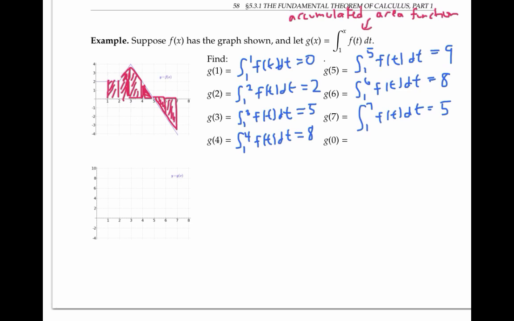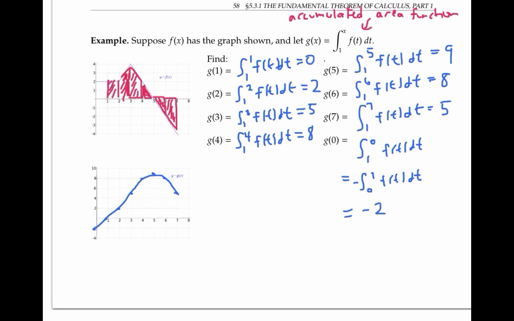To find g of 0, the integral from 1 to 0 of f of t dt, I'm going to rewrite this integral as negative the integral from 0 to 1 of f of t dt. Since there are 2 units of area between 0 and 1, g of 0 is negative 2. I'll plot all these values of g on these coordinate axes and connect the dots to get an idea of what g of x looks like.